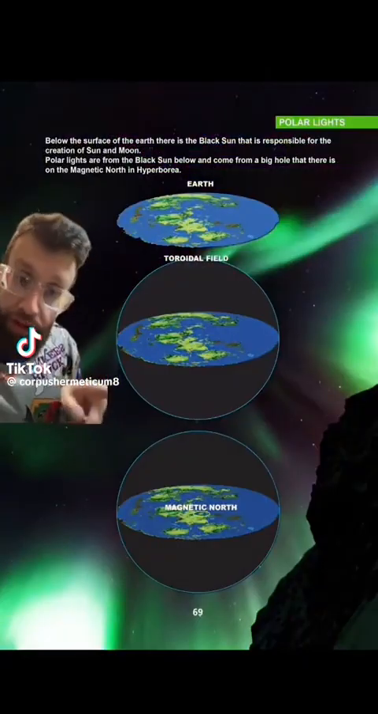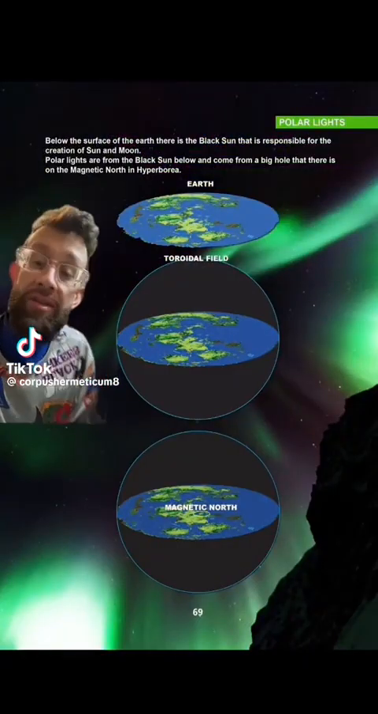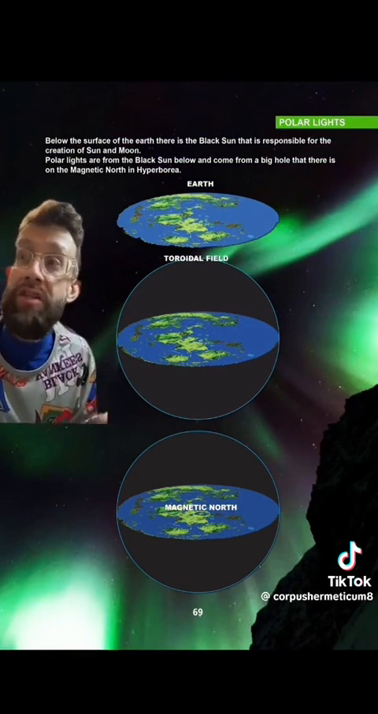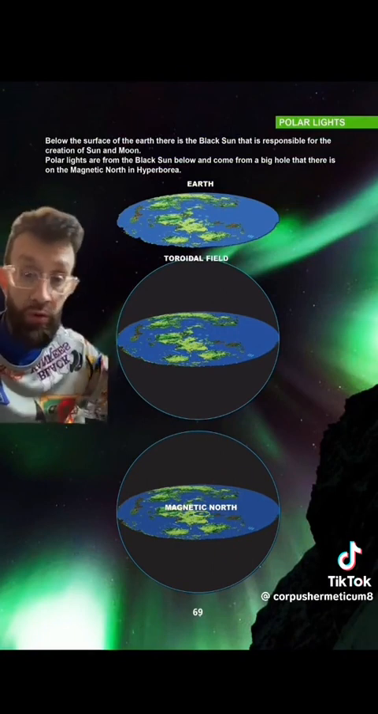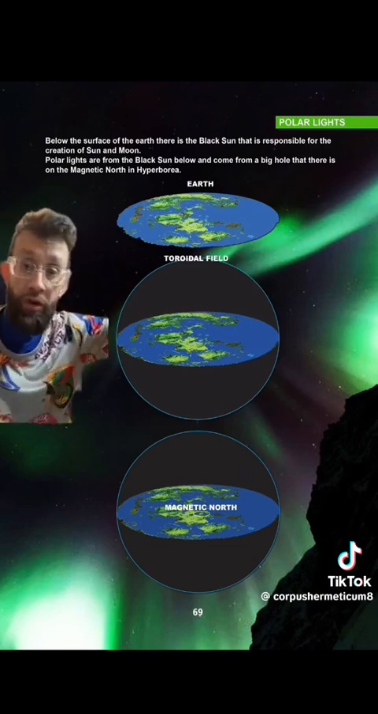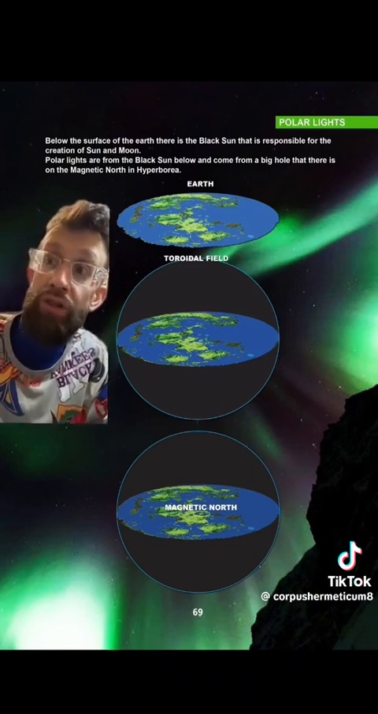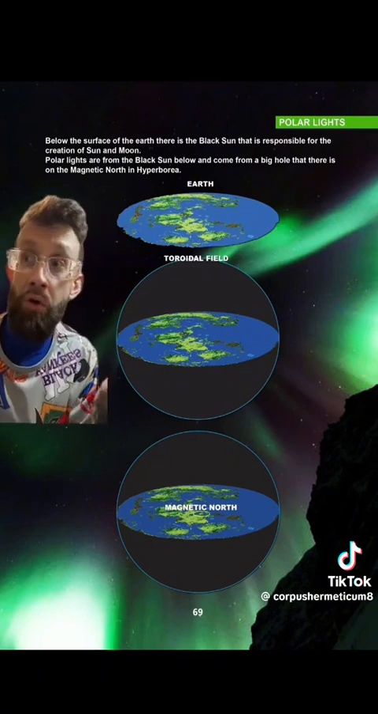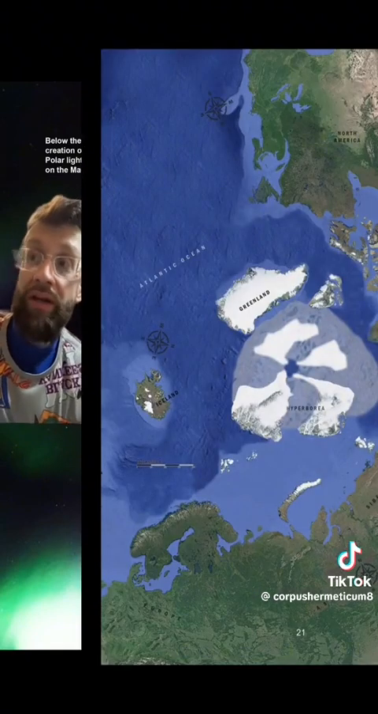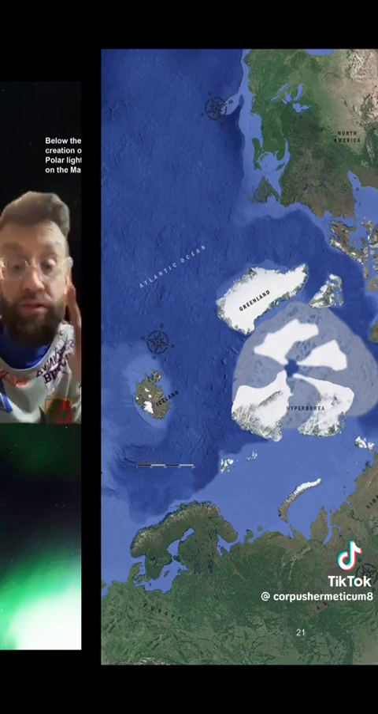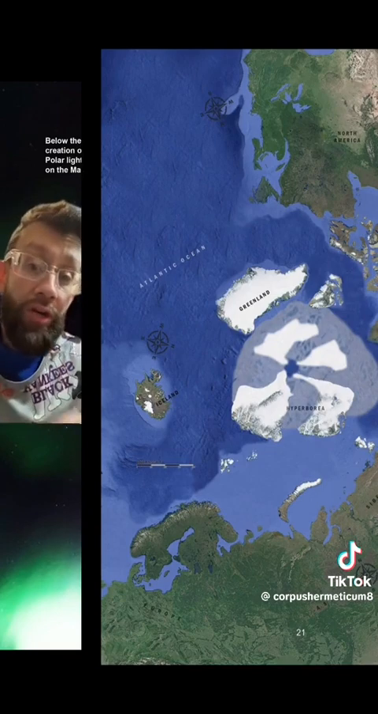Okay, below the surface of the realm of Earth, there is the black sun underneath. That is the source, and that is what is responsible for the creation of the sun and moon that are always rotating around the Earth at all times. And the polar lights are from the black sun below as well. It comes from the big hole at the magnetic north. It's called Hyperborea. That's actually at the North Pole. There's 4 continents called Hyperborea.